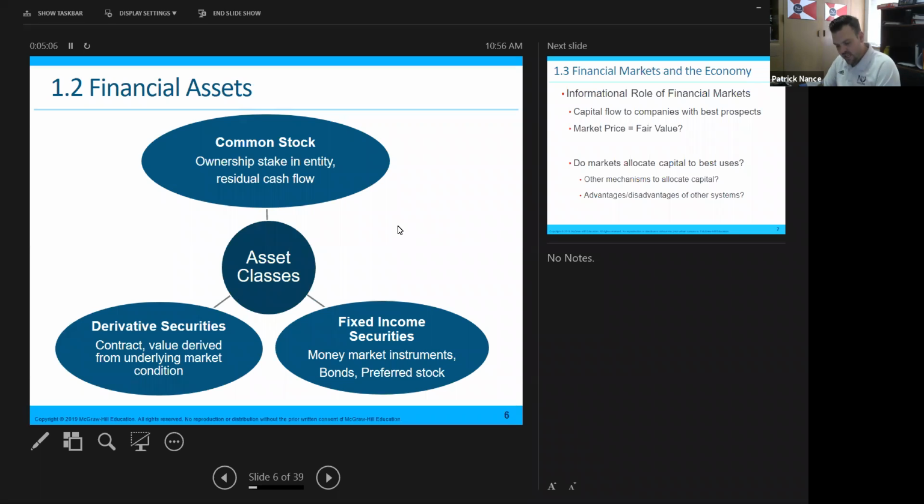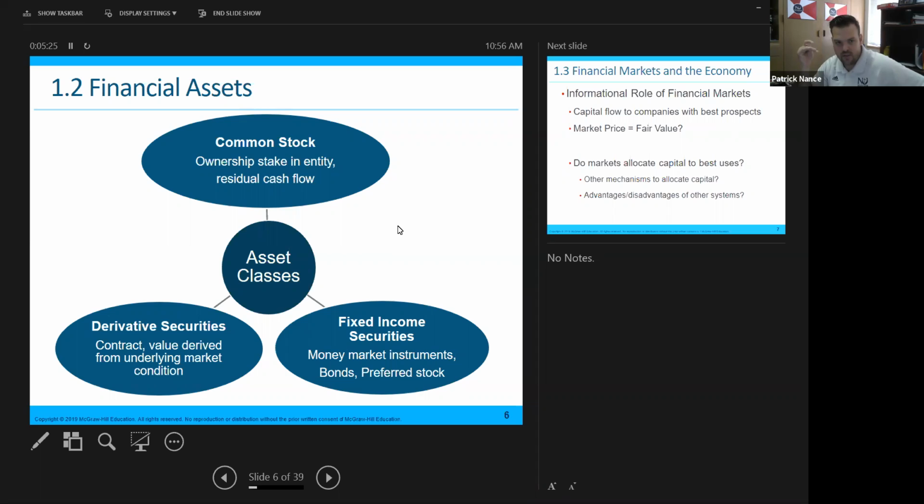All right, different types of financial assets. Common stock. Common stock is an ownership stake in entities and their residual cash flow. Okay, so money that they have made, that they retain, they can choose to pay, depending on the type of company, they can choose to pay dividends, or they can choose to pay draws. That's what stock would return.